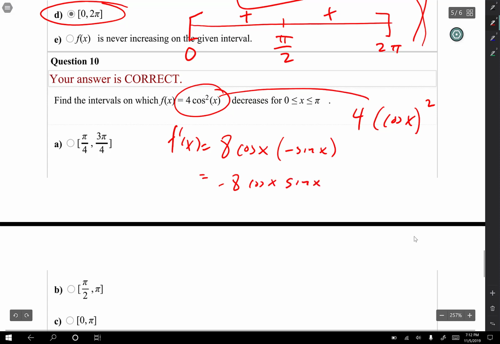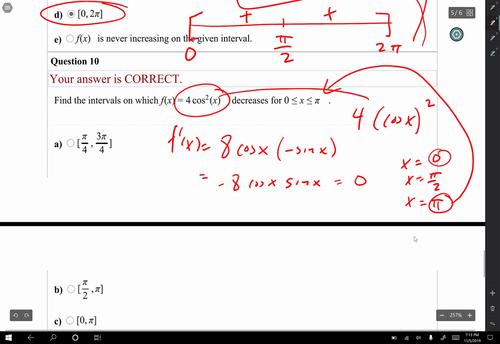I'm going to get critical numbers. When does that equal 0? Well, that equals 0 when x equals 0 for sine x, for cosine x when x equals pi over 2, and then back for sine x when x equals pi. Now notice the 0 and pi are endpoints, so that means we just got to test pi over 2. So here's my railroad track, 0, pi, and then pi over 2.